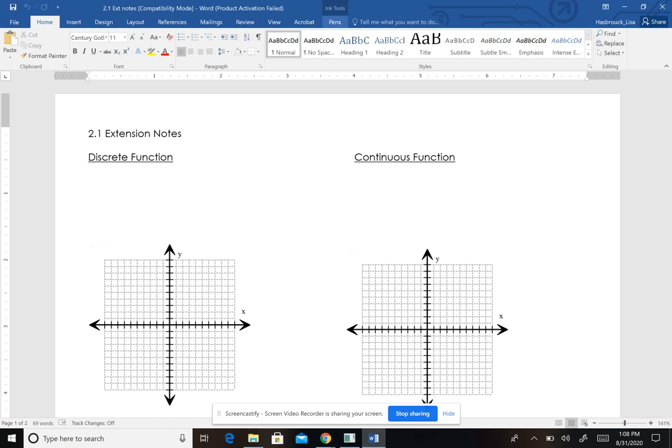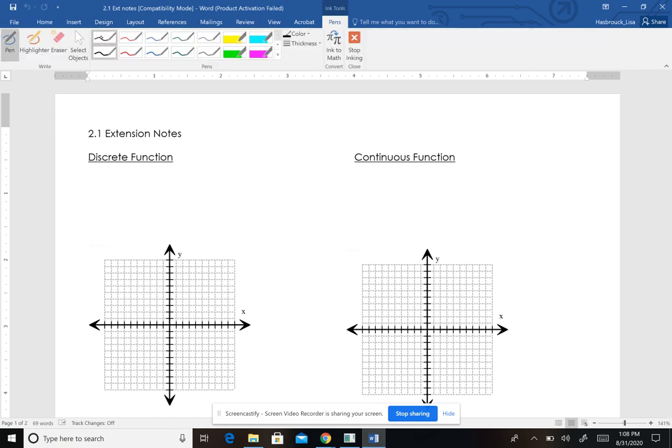Okay, hello students. Today we're going over the 2.1 extension notes. They're fairly short, so hopefully we can get through them pretty quickly. The difference between a discrete function and a continuous function is what we're going to look at first.